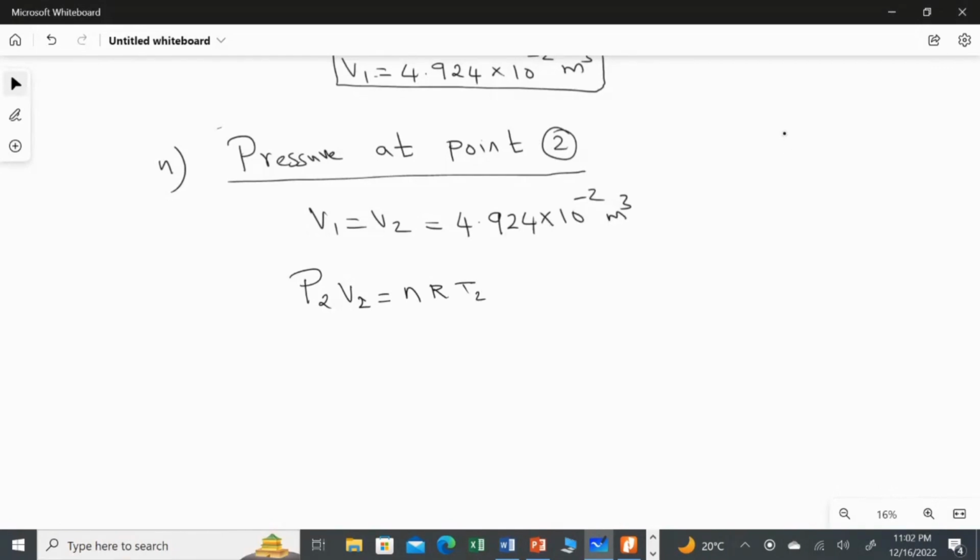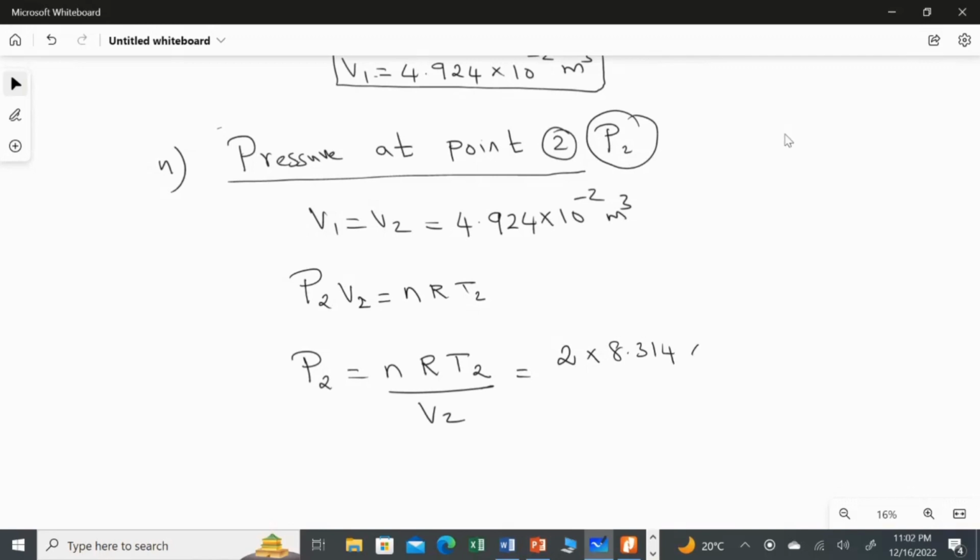And we have to rearrange this equation in terms of P2, because here we are going to find the value of P2. Therefore, the pressure at point 2 is equal to nRT2 over V2. Now I am going to substitute the values. n is 2, R is 8.314, and the T2 value is 600, right? Over V2, because here V1 is equal to V2, so I can take the value as 4.924 multiplied by 10 power minus 2.